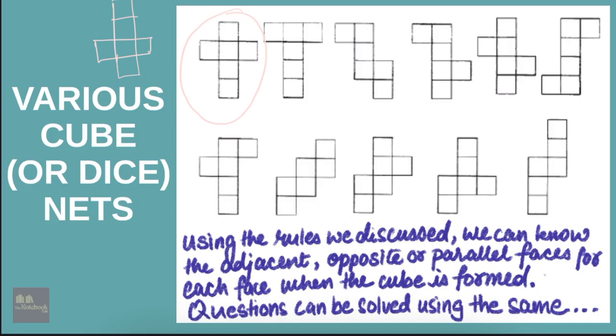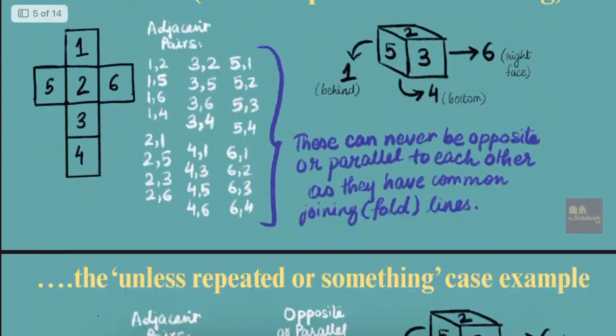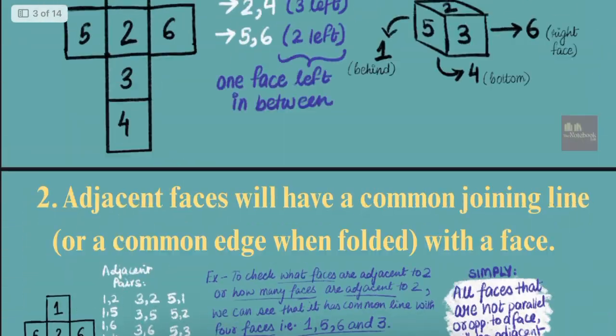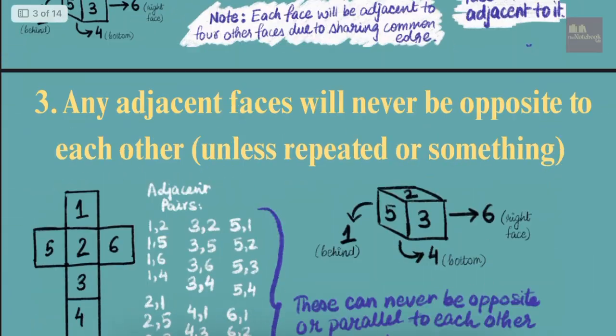You can create nets yourself, 3D nets yourself from paper. Try to fold, try to see which trick is working on which one. But for most of the questions, the tricks that I've written over here work very well, especially for this crossword shape net.